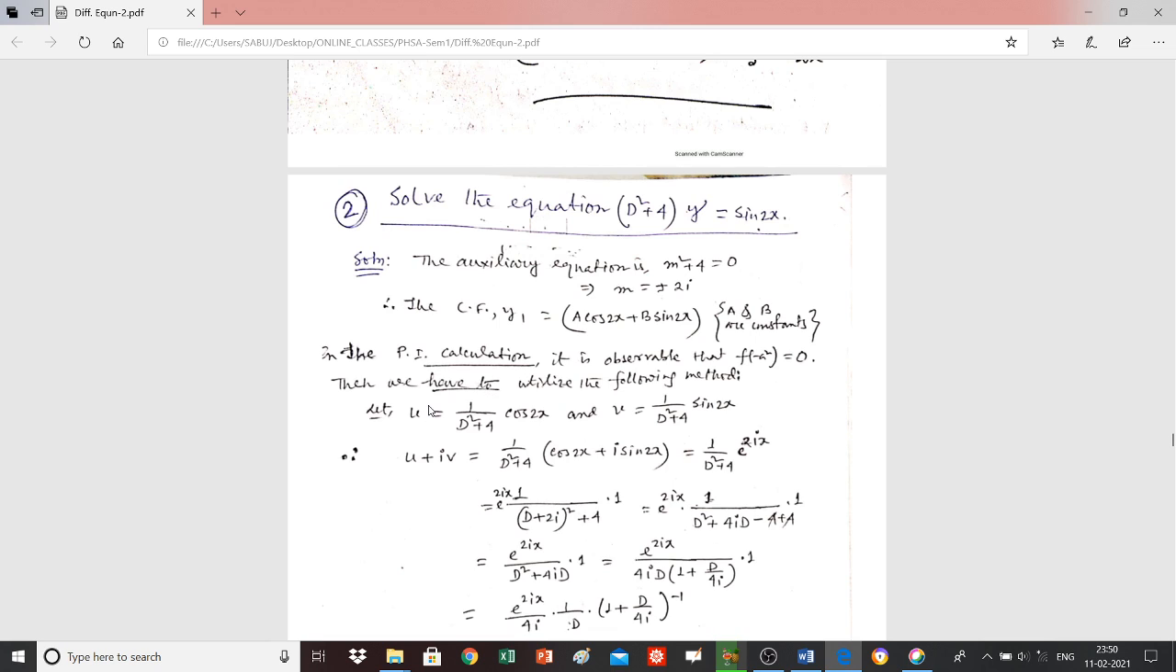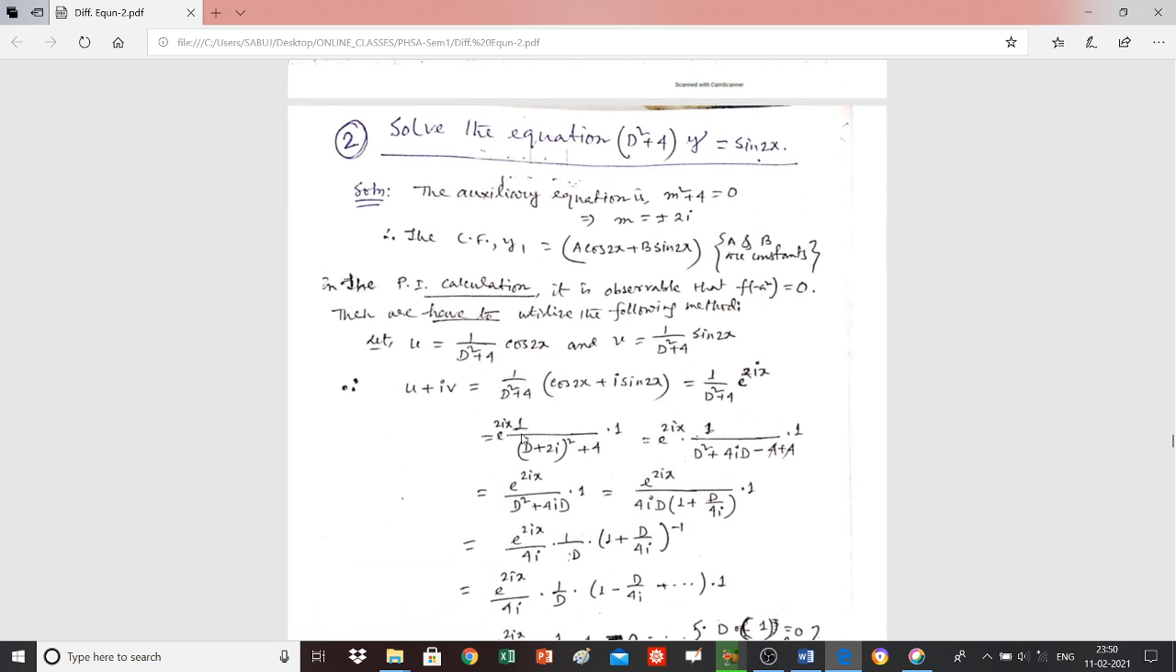In the particular integral calculation, it is observable that f of minus a square is equal to 0. So we need to use another method. That method is: say u is equal to 1 by D square plus 4 cos 2x and v is equal to 1 by D square plus 4 sin 2x.